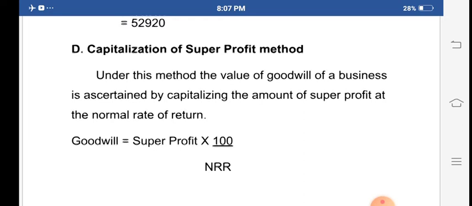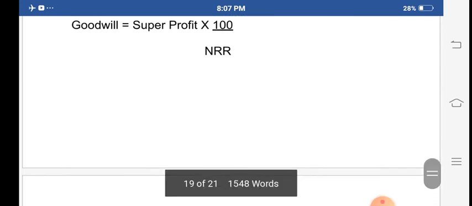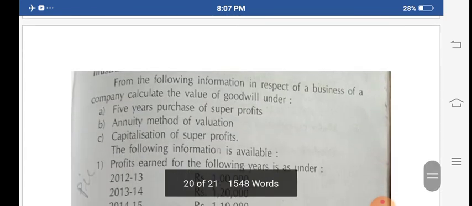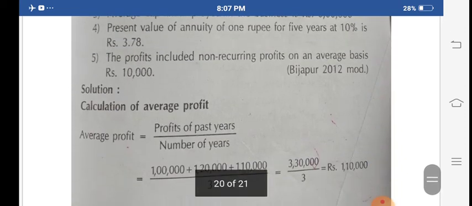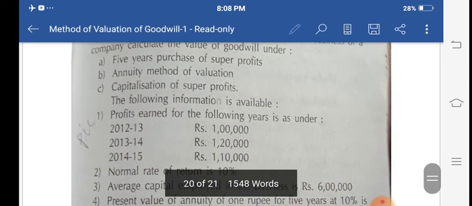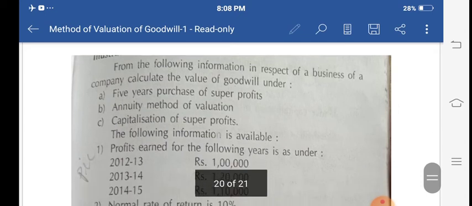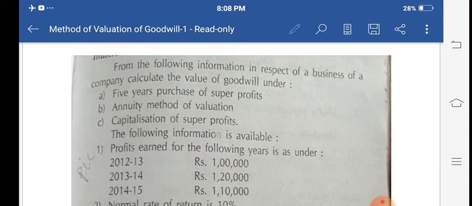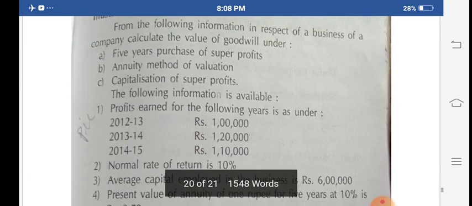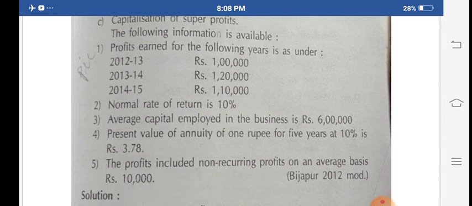So now see how to calculate this. This is the problem, read this problem carefully. From the following information in respect of the business of a company, calculate the value of goodwill under the 5 years purchase of super profit method, as well as the annuity method of valuation and capitalization of super profit. The following information is given: year wise profit is given, the normal rate is 10%, and average capital employed is 6 lakhs.